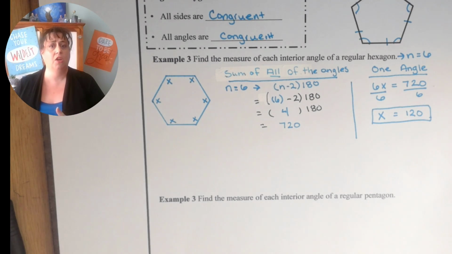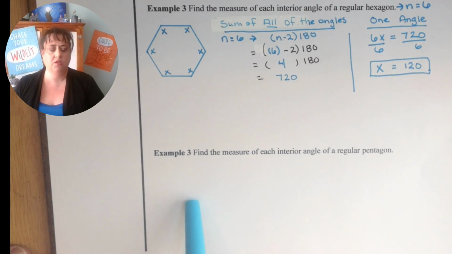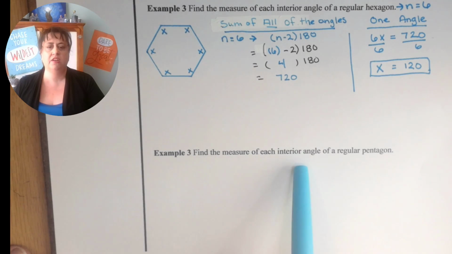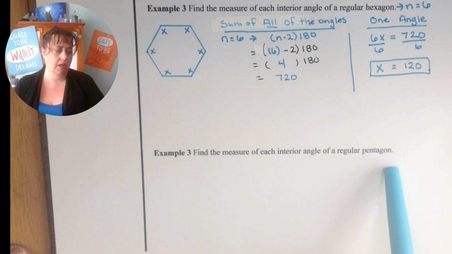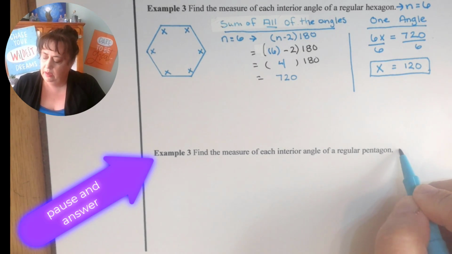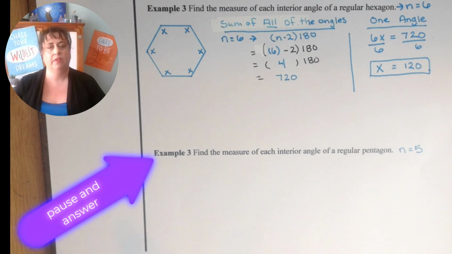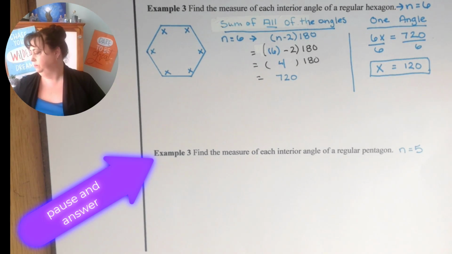So ask yourself logically, just how do you want to do this problem and what are the pieces you know, and then how can I logically make it through to the end? So using this as an example, I'd like you to try the next one. Find the measure of each interior angle of a regular pentagon. And if you don't know what a pentagon is, n is equal to 5. So pause it and try it on your own and then come on back.